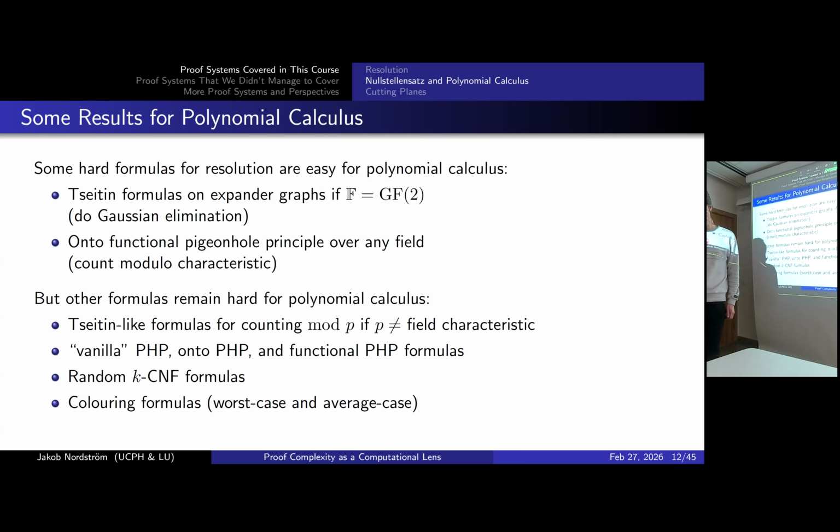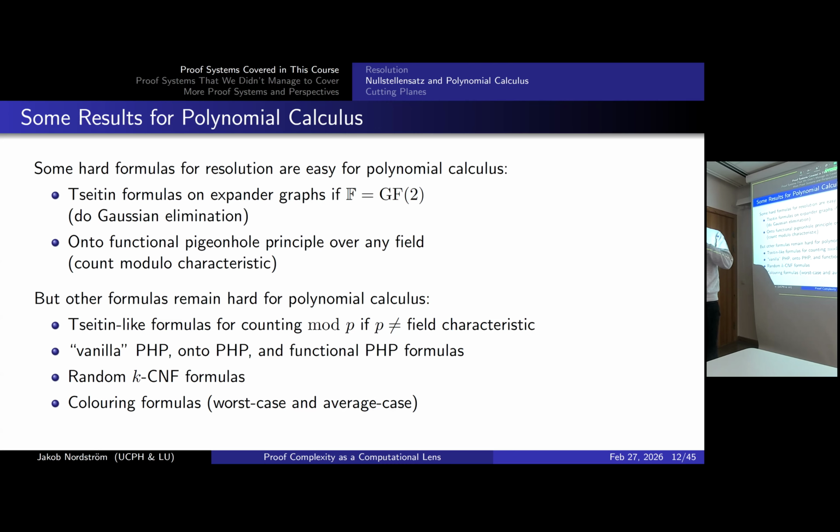But other formulas are hard. If you want your Tseitin lower bounds, then you write some kind of formula that counts mod P, where P is not your field characteristic. And then we saw that we got lower bounds for all fields for all other versions of the pigeonhole principle than the onto functional pigeonhole principle.